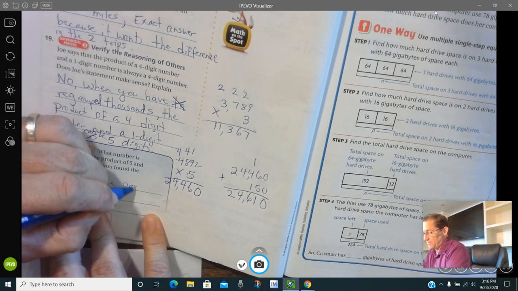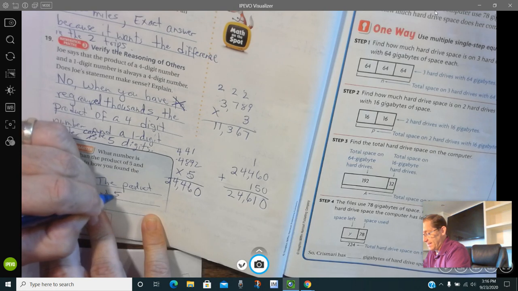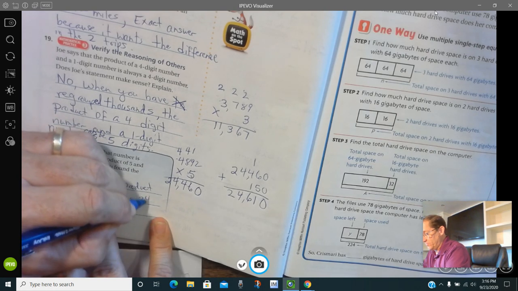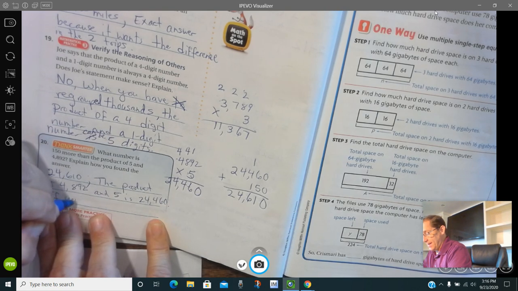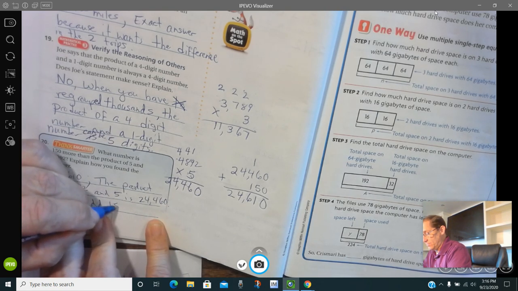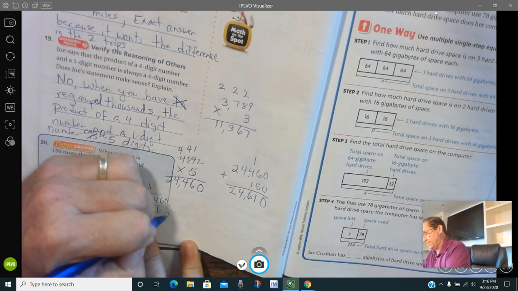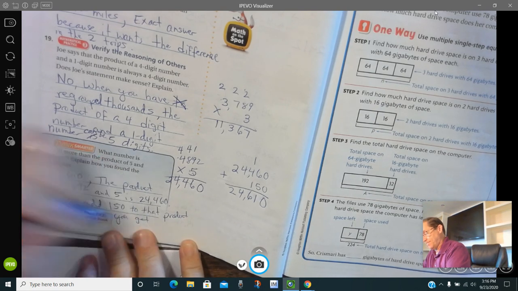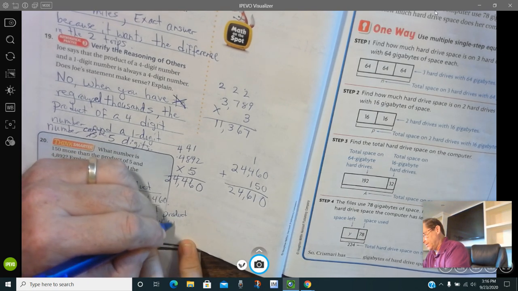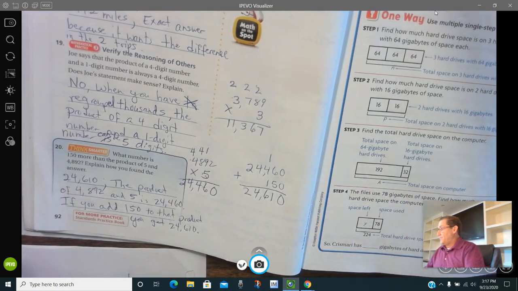And basically you're just explaining what you did. The product of 4,892 and 5 is 24,460. If you add 150 to that product, you get 24,610. Okay. So that's it for lesson 2-11.